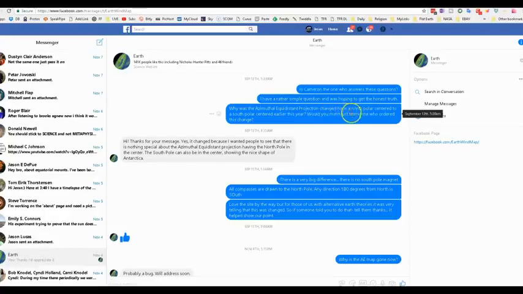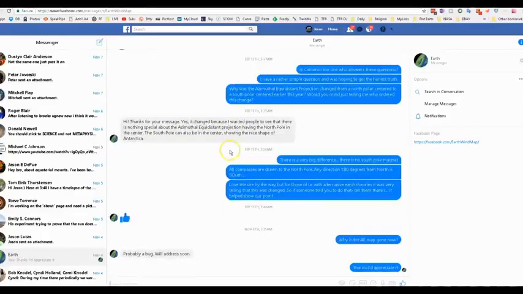So I did go into Facebook, found the guy whose site it is, and you'll see here a little conversation between us. I said, is Cameron the one who answers these questions? I have a rather simple question, and I was hoping to get the truth, or the honest truth. Why was the Azimuthal Equidistant projection changed from a North Polar centered to a South Polar centered earlier this year? Would you mind telling me who ordered that change? You'll see he responded to me.